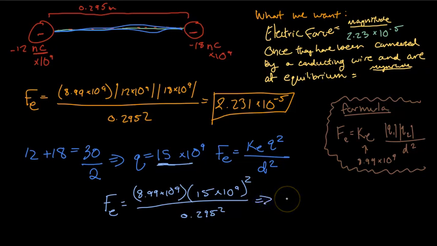And then once we do the calculations for that, we should get 2.324 times 10 to the negative 5. And that is our answer for the second part of the problem. And we are just looking for magnitude.